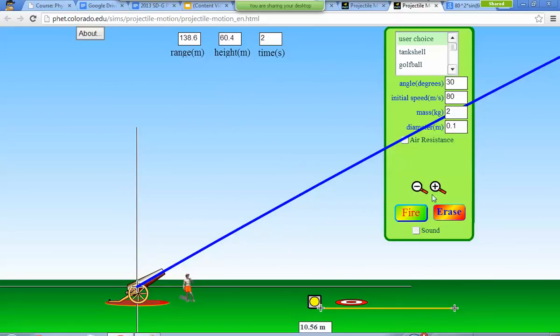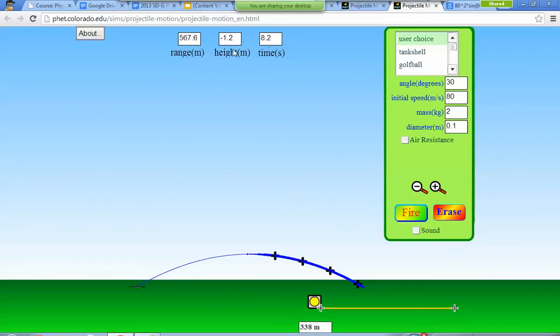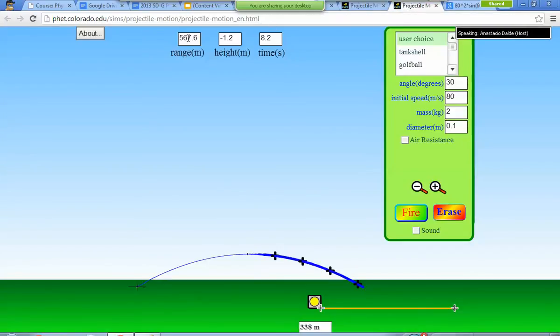All right, it's going. It's booking it. There we go. Bing. 567.6 meters. How did we get that too long? How did we get 2 off? Well, it should be 566. And to be honest with you, I think they're wrong.